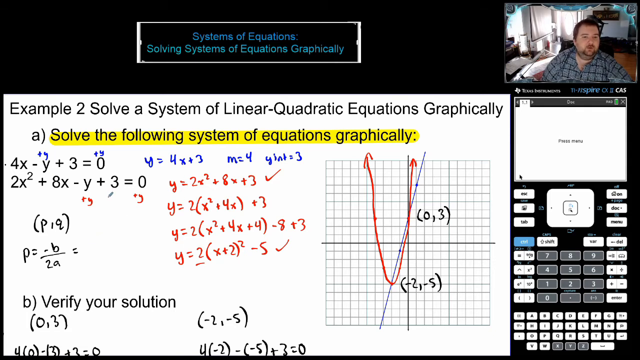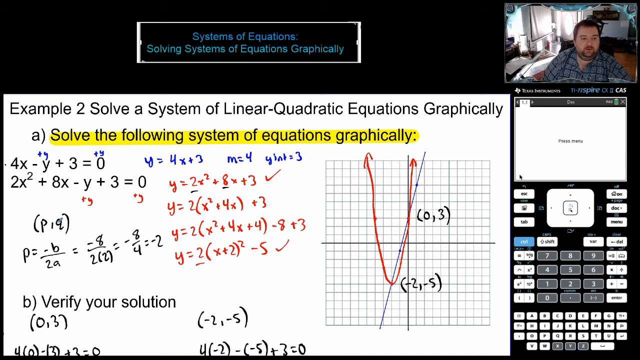Whichever formula you're doing it for, let's do it for this one, of course. Our B value is 8. So that would be negative 8 over 2 times our A value, which is 2. This gives us negative 8 over 4, which is negative 2. And of course, we can see here the P value of our vertex was negative 2.